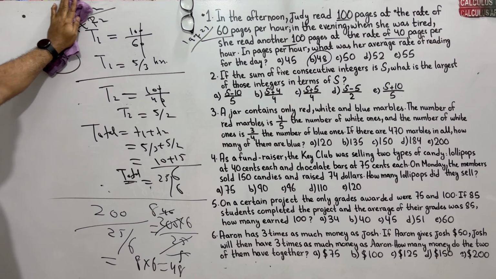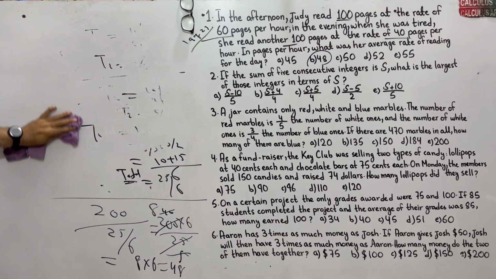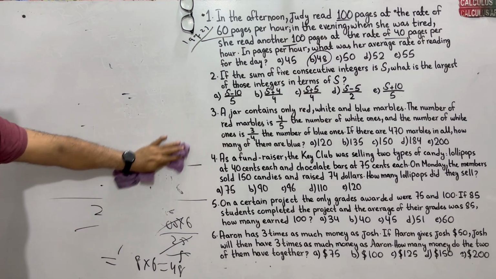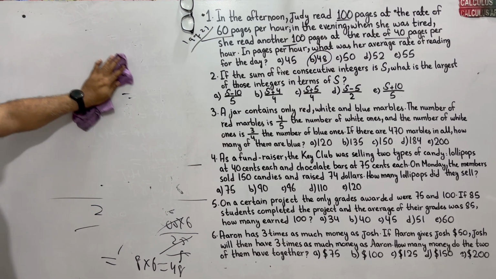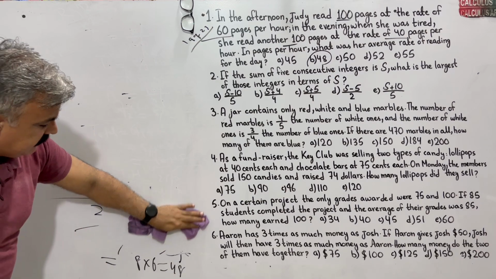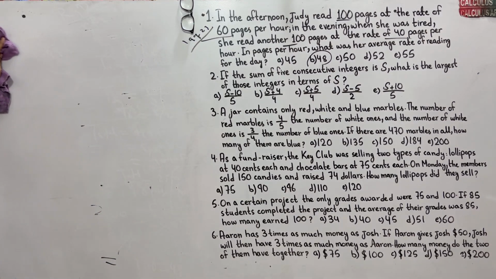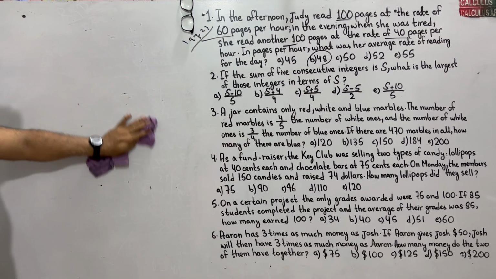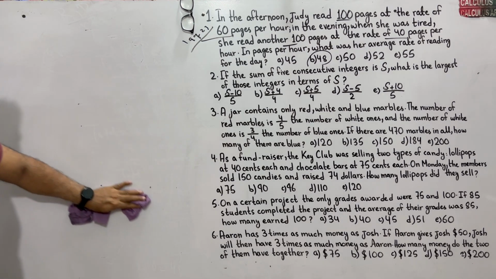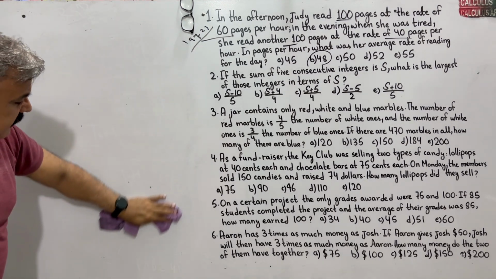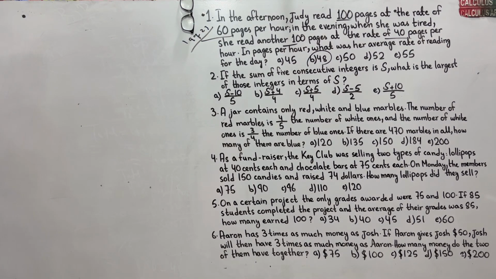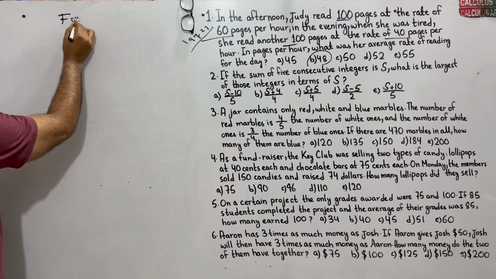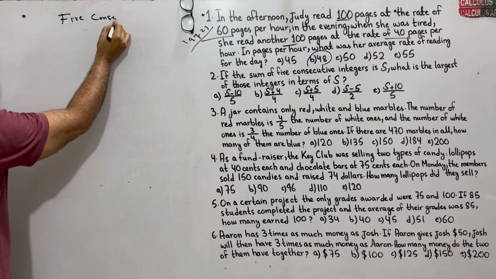Moving towards question number 2. It is based on consecutive integers. If the sum of 5 consecutive integers is s, what is the largest of those integers in terms of s? 5 consecutive integers.